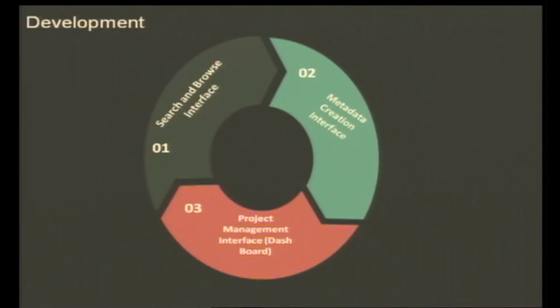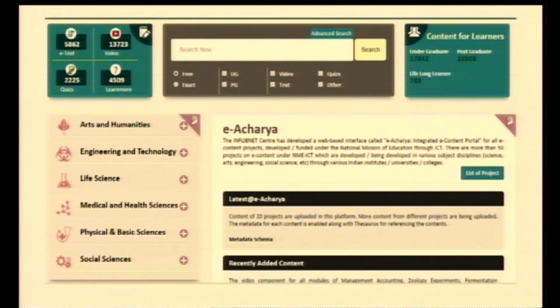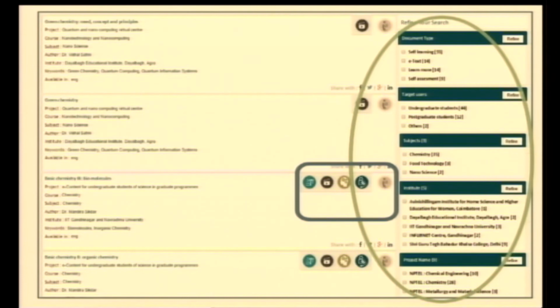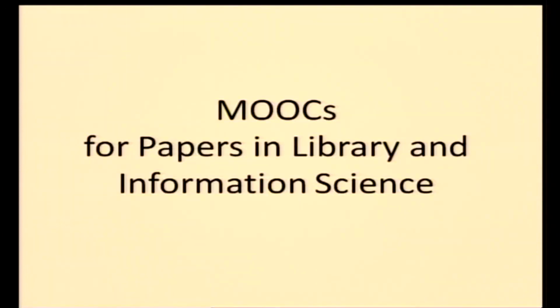So, right now the project is almost at the completion stage. Search and browse interface is available, metadata is assigned, and project management is in place. You can see the screenshot, you can see the subject, major subject headings, you can see the search retrieval and the faceted search results displayed in the screenshot. And now MOOC is yet another interpretation where we are converting this e-content into MOOCs. So, library and information science MOOCs are being done by us.